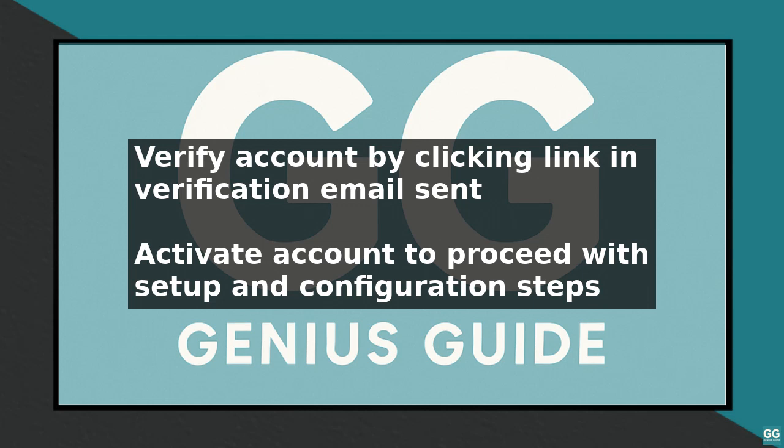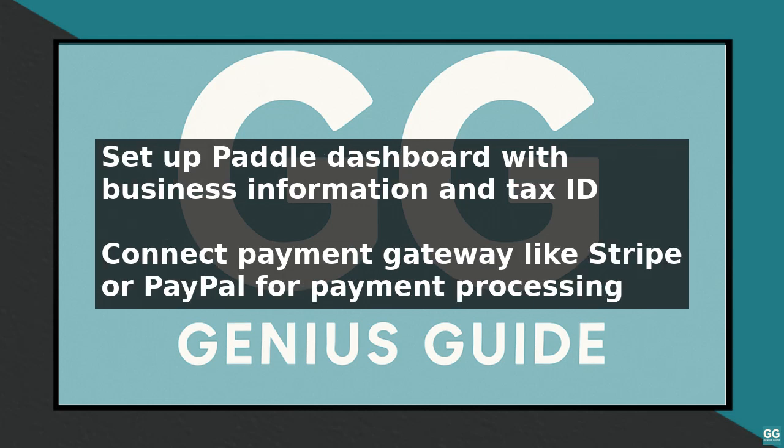After verifying your account, you will be prompted to set up your Paddle dashboard. This involves providing additional information about your business, such as your company name, address, and tax ID number. You will also need to connect your payment gateway, such as Stripe or PayPal, to enable payment processing. To connect your payment gateway, navigate to the Payments section of your Paddle dashboard and follow the instructions provided. You will need to enter your payment gateway credentials and authorize Paddle to access your account.